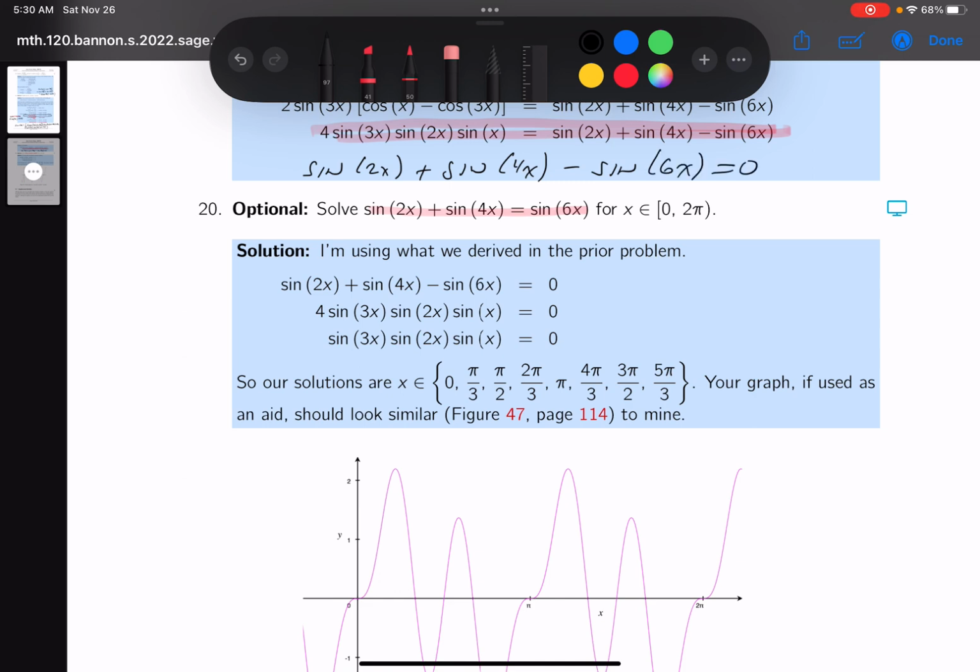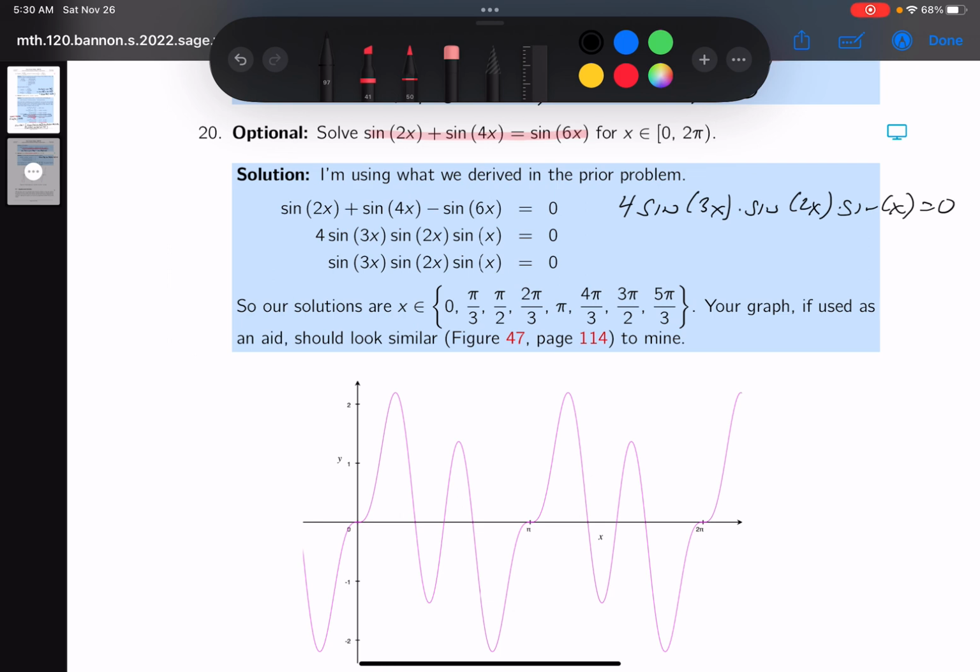And it's some difference, and I'm going to use what we just derived. I just derived this over here, so it's 4 sine 3x times sine 2x times sine of x equal to 0. I would divide both sides by 4 and then set each of those factors equal to 0. Let me write that down for you. So I get sine 3x, sine of 2x, and then sine of x is equal to 0. Set each factor equal to 0.